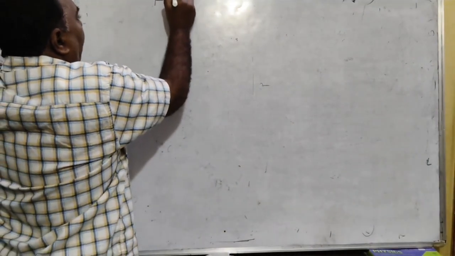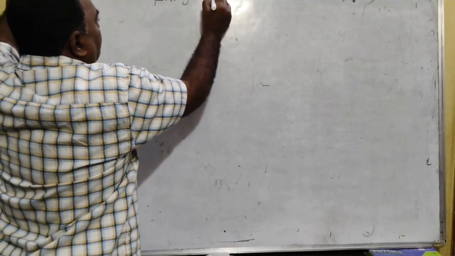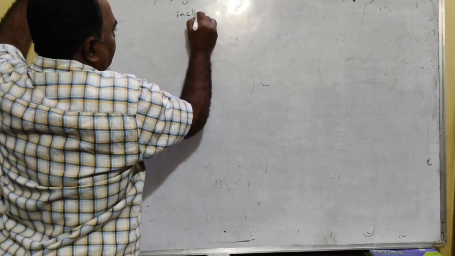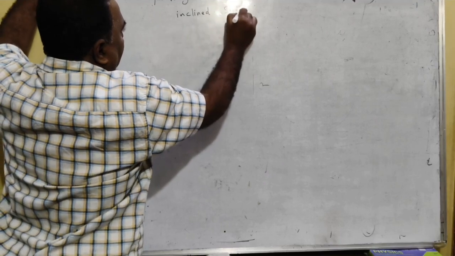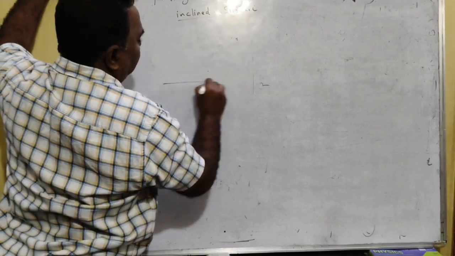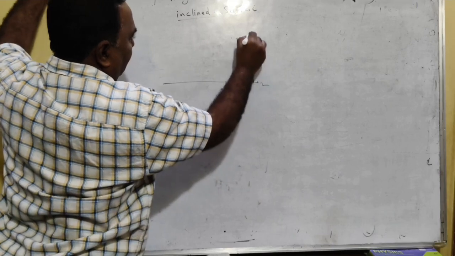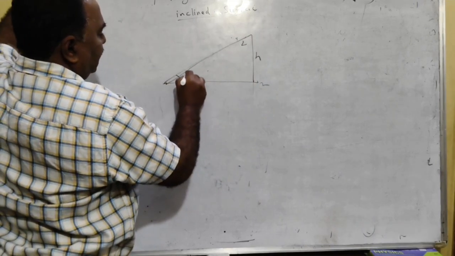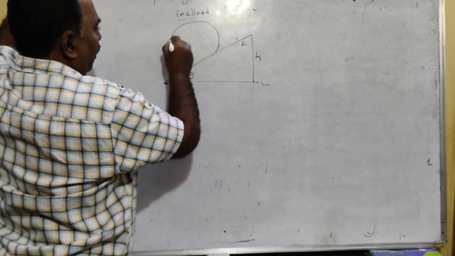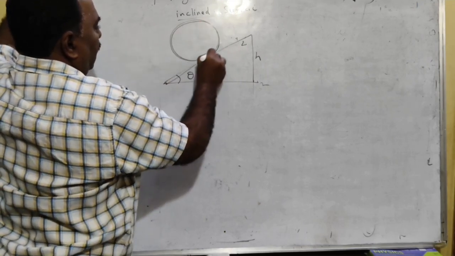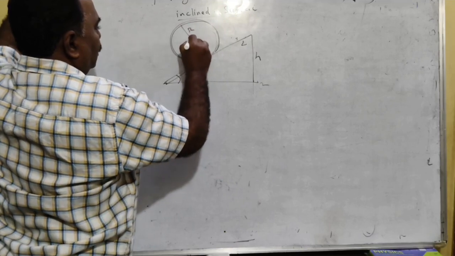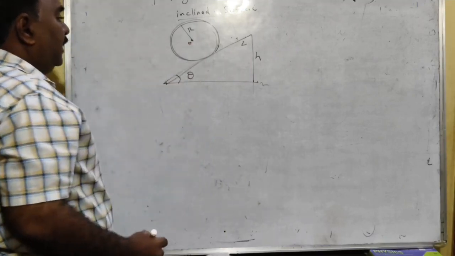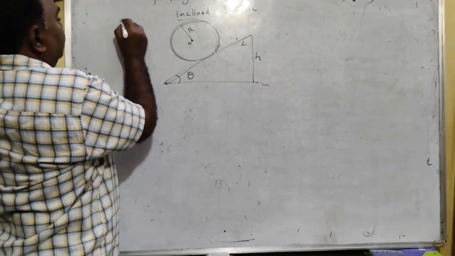So, rolling motion on an inclined surface. Let the height of the inclined surface be h, the inclination length be L, and the angle of inclination be theta. Let a body of radius r be rolling on the inclined surface. As we know, its mass is m.